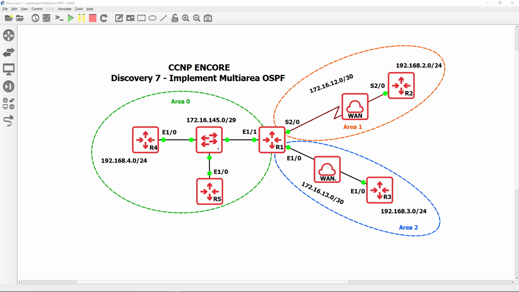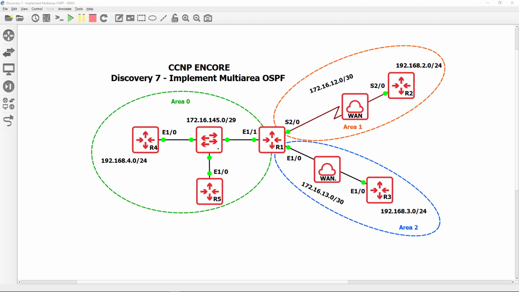We have access to basically 5 routers in this topology, router 1 through router 5. Router 4 and router 5 are already pre-configured. We're going to configure R1, R2, and R3. If you look at the diagram, R1, R4, and R5 are connected to a common multi-access segment. That means there's going to be some sort of DR, BDR election on this segment. Also, R1 and R2 are connected over a point-to-point serial link, and R1 and R3 are connected over an Ethernet WAN link.